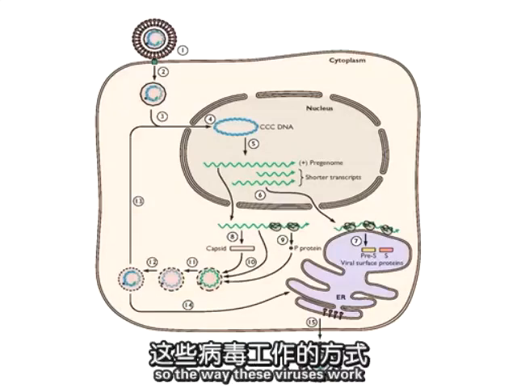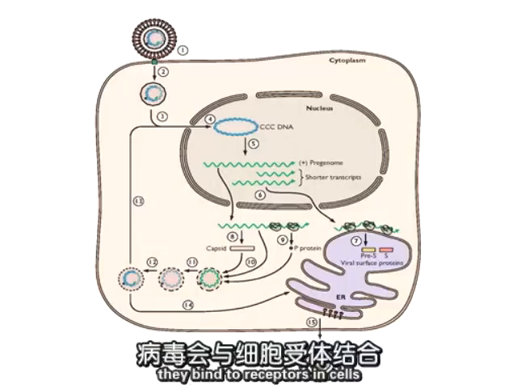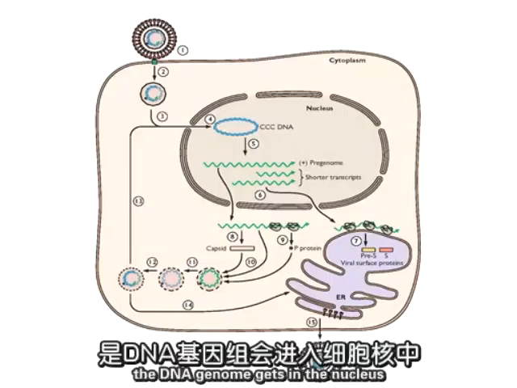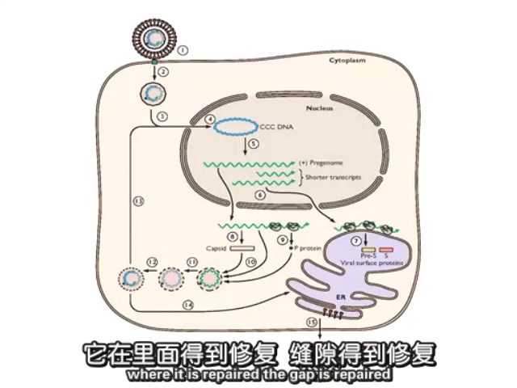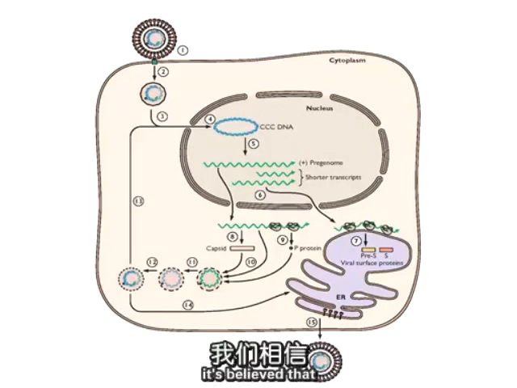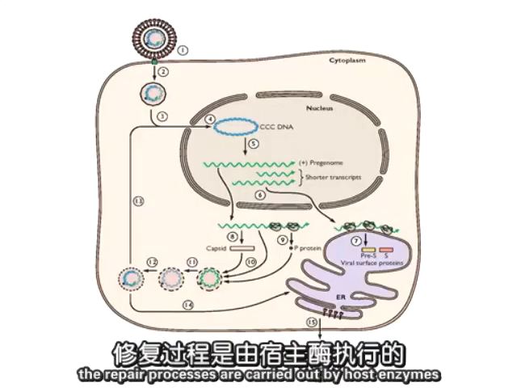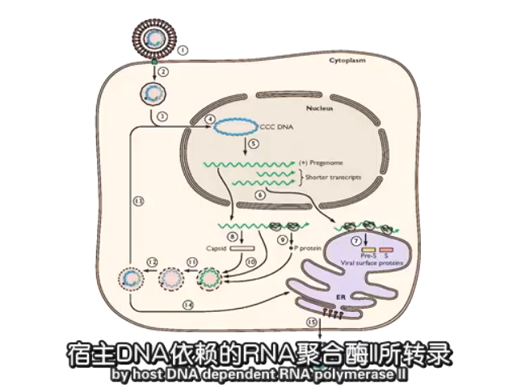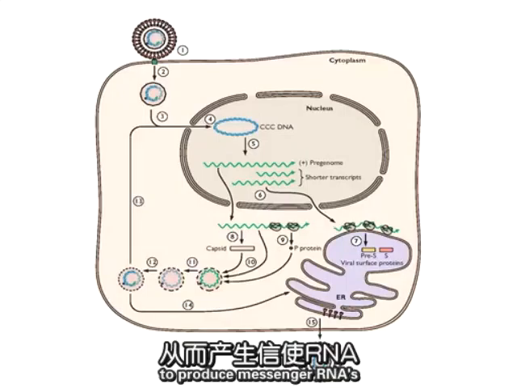So the way these viruses work, they bind to receptors, get in cells. We don't really understand how these viruses get into cells, but the important part is that the DNA genome gets in the nucleus where it's repaired. The gap is repaired, the protein and the RNA are removed, and the DNA is made covalently closed and circular. It's believed that the repair processes are carried out by host enzymes. In the nucleus, the DNA, the viral DNA, is transcribed by host DNA-dependent RNA polymerase II to produce messenger RNAs.